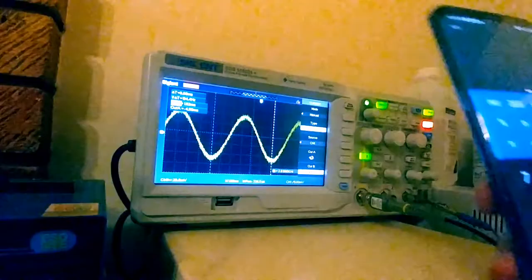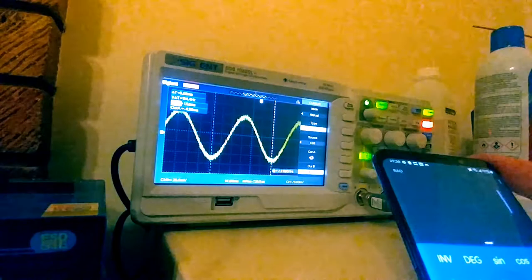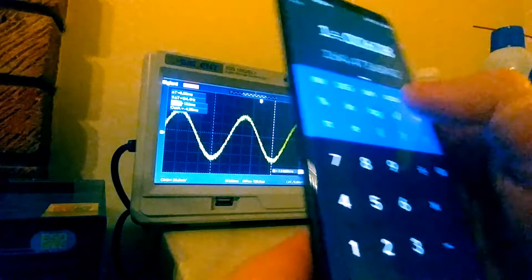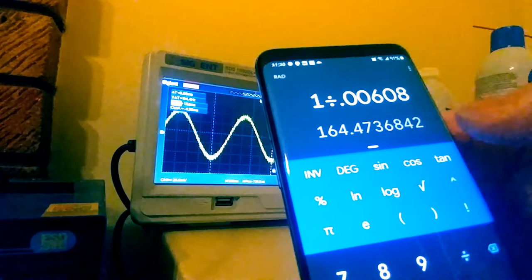If I was to take the inverse of time, our time was 0.08 milliseconds. That is 1 divided by 0.00608. I would get a frequency of 164.47 and some extra numbers. That would be my frequency.